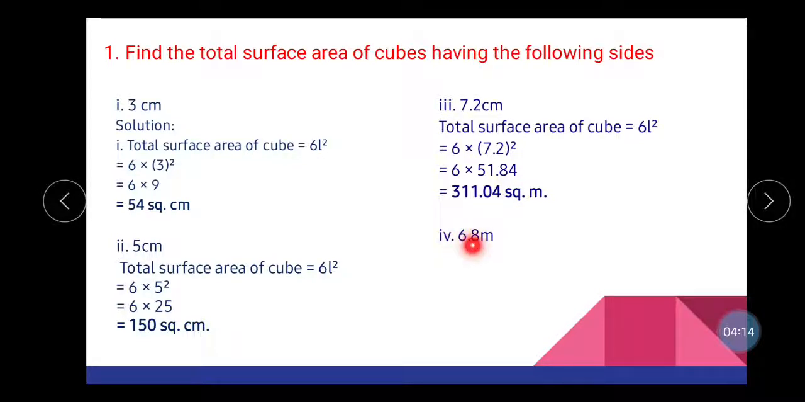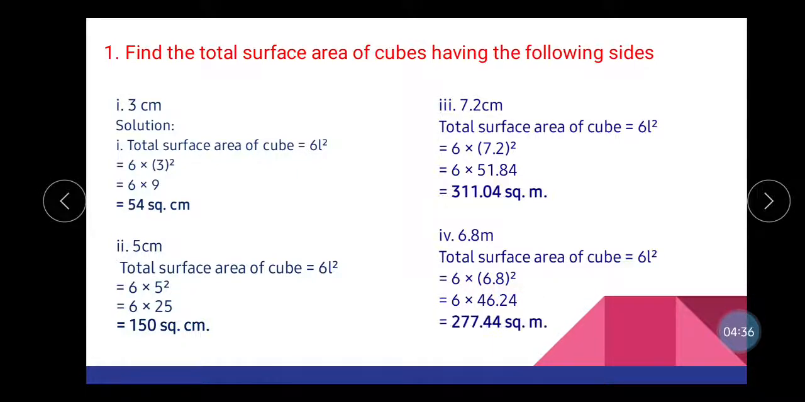Next, 6.8 meter. We'll be writing our formula. Total surface area of cube is equal to 6L square. Substituting the value of L, we get 6 into 6.8 square. When you multiply 6.8 by 6.8, you will get 46.24. 46.24 multiplied by 6, you get 277.44 square meter. So total surface area of this cube is 277.44 square meter.